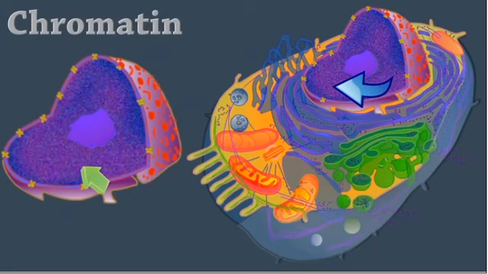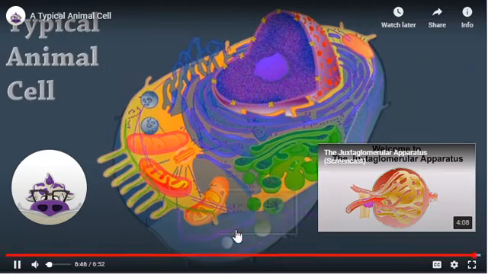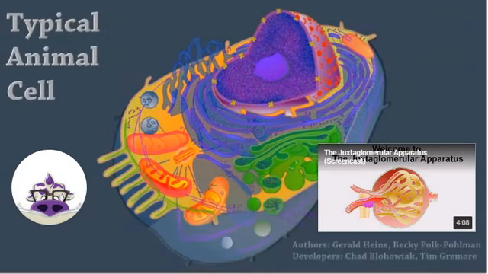Chromatin is a granular, thread-like material composed of DNA and histone proteins. Chromatin packages DNA into a smaller volume to fit into the cell, and it controls gene expression and DNA replication. Histones, part of the chromatin, compact the DNA for transport. Today, we've reviewed the parts of the animal cell and the function of organelles. You've completed a typical animal cell.